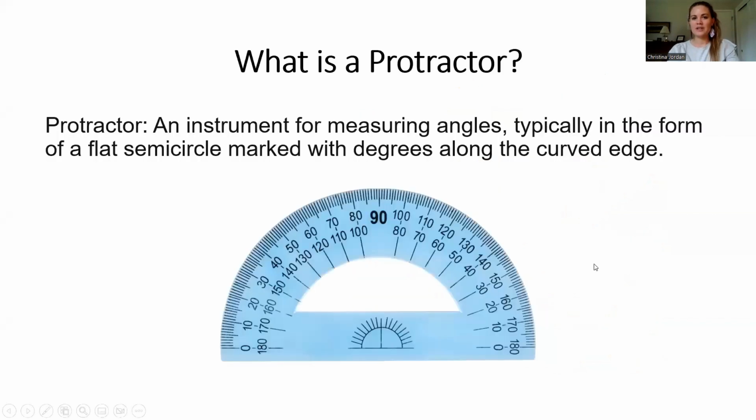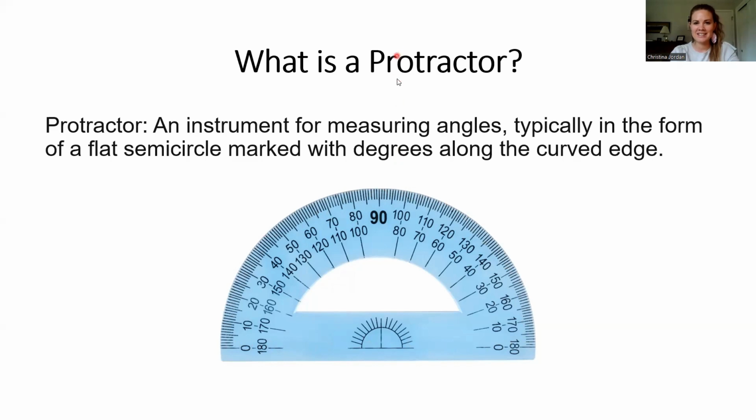Alright, so the first question is, what is a protractor? If we're going to learn how to use it, then what is it? Well, a protractor is an instrument for measuring angles. It's typically in the form of a flat semicircle, and it's marked with degrees along the curved edge. Here's a picture of a typical protractor right here for you. This is where the degrees of the possible angles that we'll be measuring are located, and this is the flat edge where we typically place one or both of the rays in an angle.